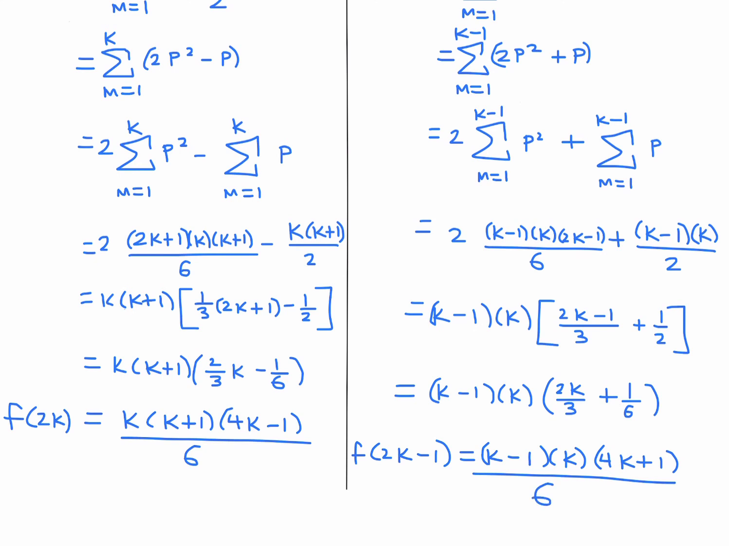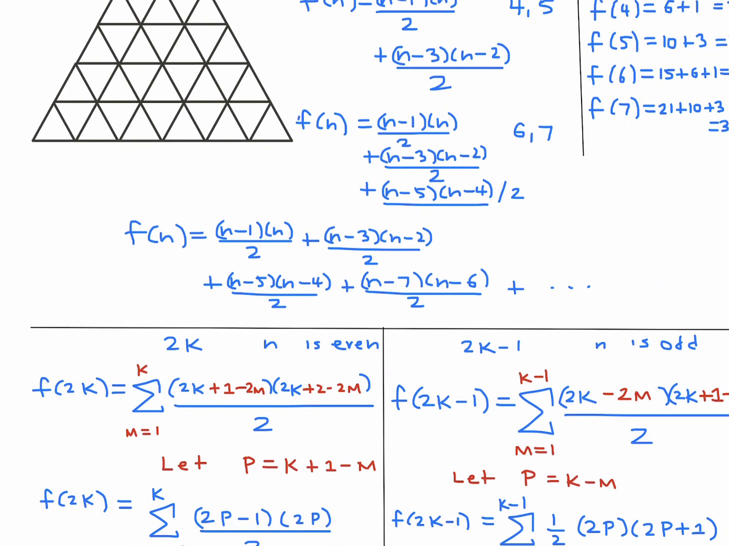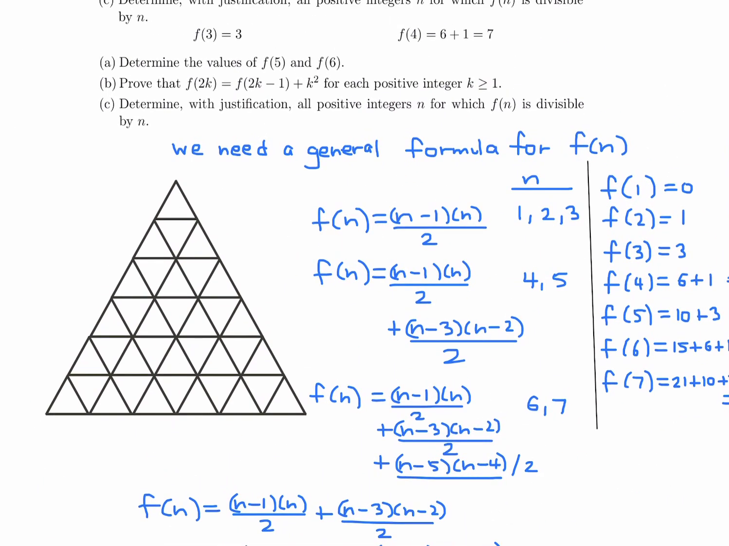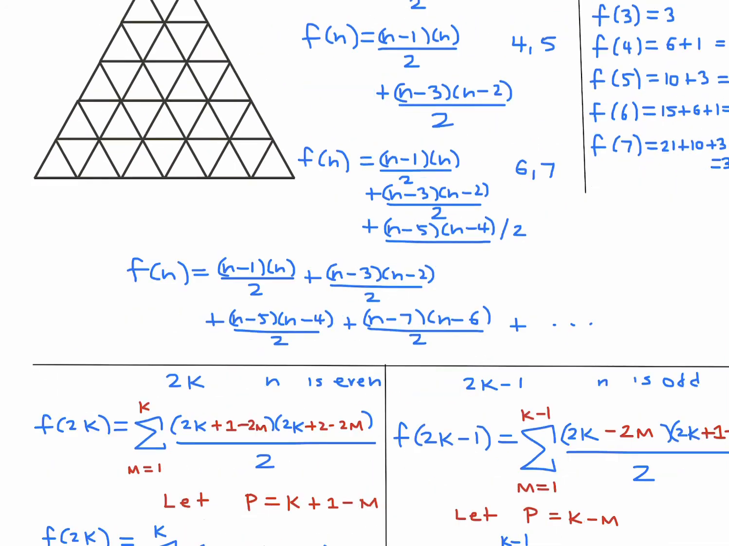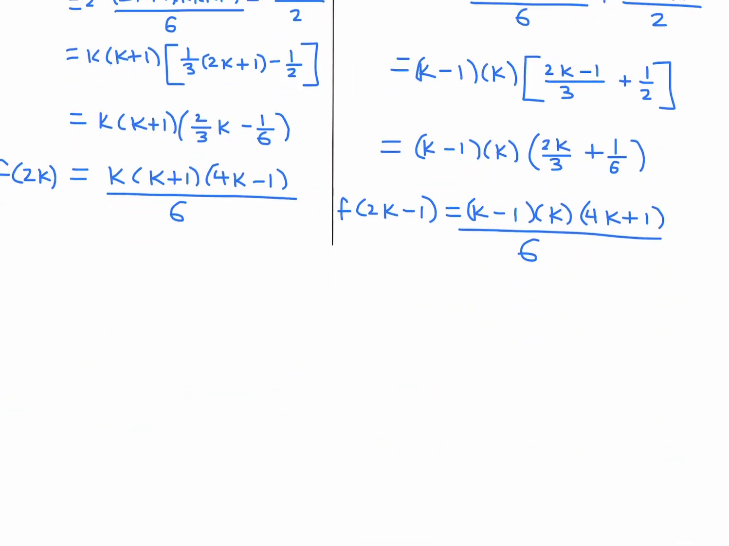Now, at this point, we have to go back and remind ourselves what the question is asking us. We had to spend all that time trying to figure out the equations. We have to show that f at 2k is equal to f at 2k minus 1 plus k squared. Well, the good news is that we got both formulas, so we can probably easily prove that.